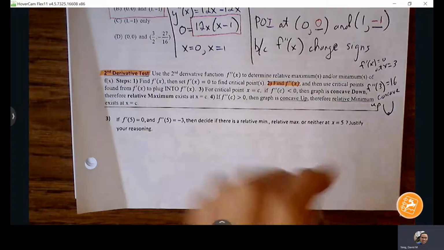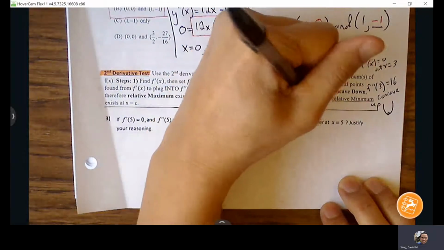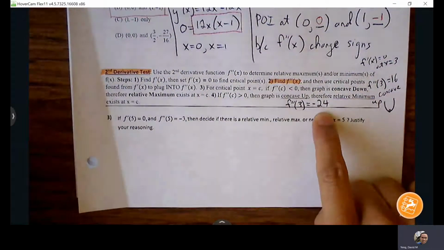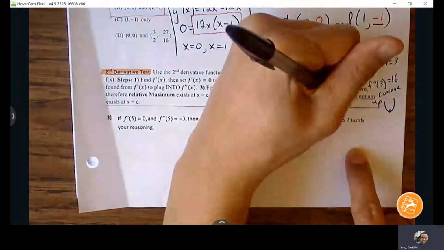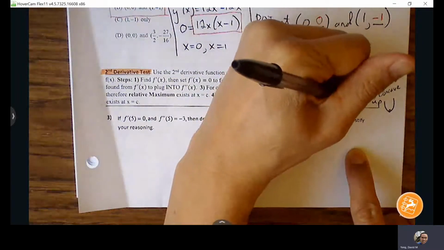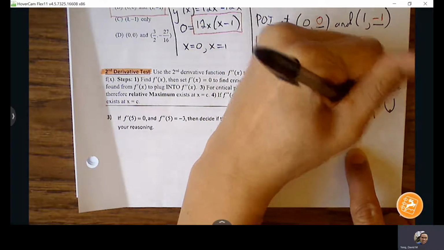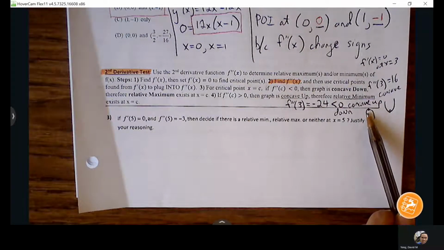But let's say your second derivative value at 3 gave you a negative 24. The number is not that important. The fact that it's negative is what's important. If it's less than 0, then you know that this must be a concave down graph. If it's part of a concave down graph, you can verbalize and visualize that there must be a relative max there.